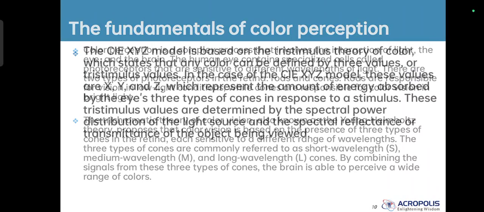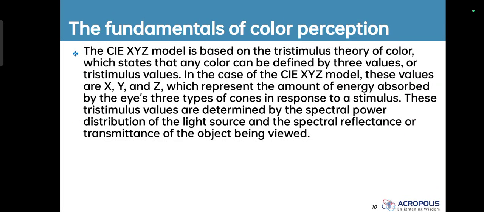The CIE XYZ model is based on the tristimulus theory of color, which states that any color can be defined by three values or stimulus values. In the case of the CIE XYZ model, these values are X, Y, and Z, which represent the amount of energy absorbed by the eye's three types of cones in response to a stimulus. These depend on the spectral distribution of the light source and the spectral reflectance or transmittance of the object being viewed.